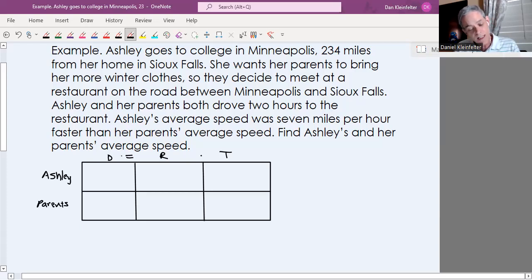What we're trying to find is Ashley's speed and her parents' speed. So the two speeds again. We're told in this sentence that Ashley's speed is 7 miles per hour faster than her parents' speed. So we can choose the variable to be Ashley's speed or her parents' speed. I'm going to go with Ashley's because Ashley's mentioned first in the problem, but it doesn't matter which one you pick. So we're going to make x be Ashley's speed.